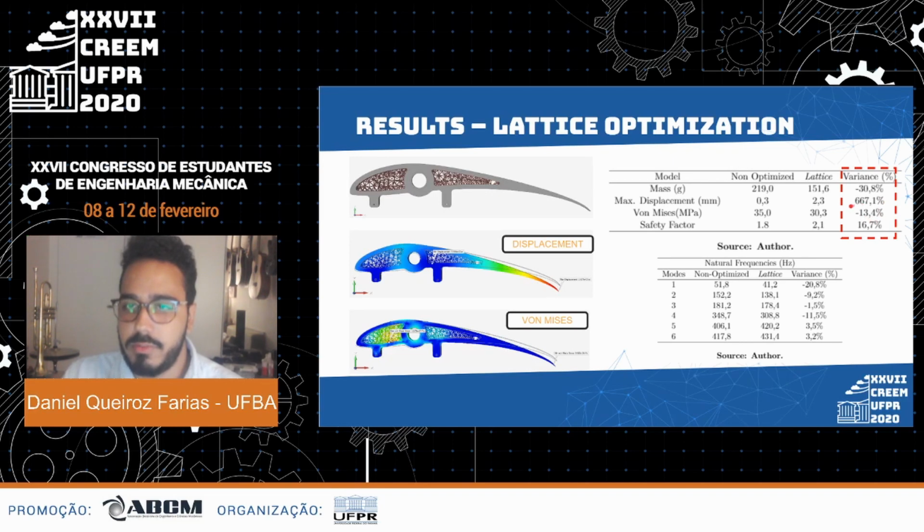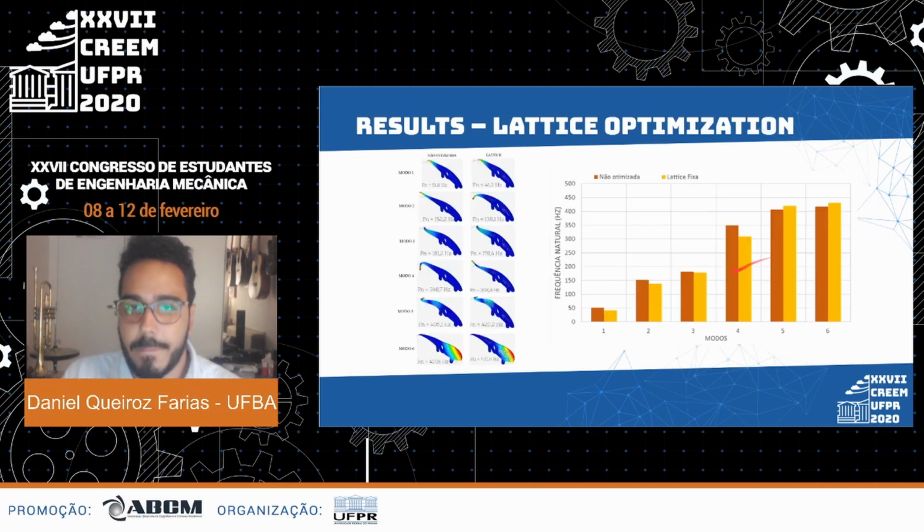Another interesting number was the von Mises stress, where there was a decrease of the tension across the body of the part of around 13%, and therefore there was an increase in the safety factor of around 16%. Other interesting numbers are the natural frequencies that can be observed here. It's important to say that once again there was no change in the behavior of the parts for each of the 6 first modes, and on the right it's possible once again to see the graphical comparison for the 6 first modes.